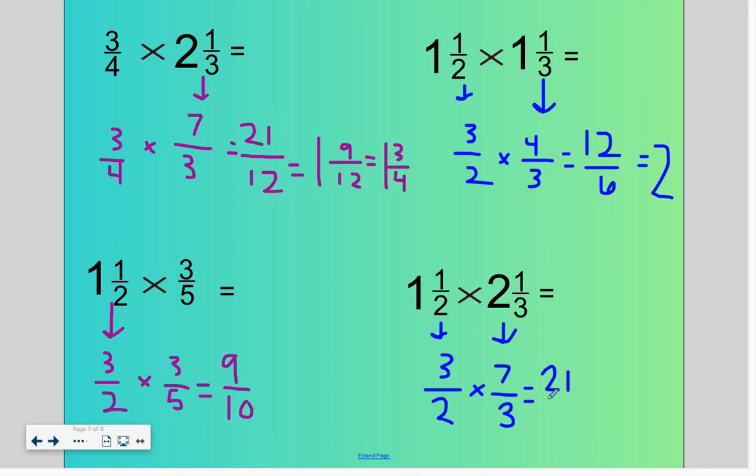Three times 7 is 21. 2 times 3 is 6. 6 goes into 21 3 times because 3 times 6 is 18, 19, 20, 21, and then 3 3/6 is equivalent to 3.5.